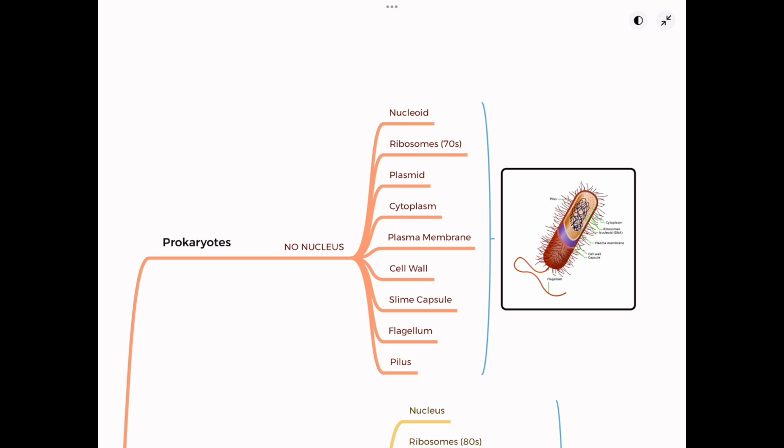Cytoplasm is the thick solution that fills the cell, surrounded by the plasma membrane, which regulates material exchange, which is surrounded by the cell wall, maintaining the shape of the cell and protecting the insides. It is again surrounded by the slime capsule, which protects the cell from physical and chemical threats.